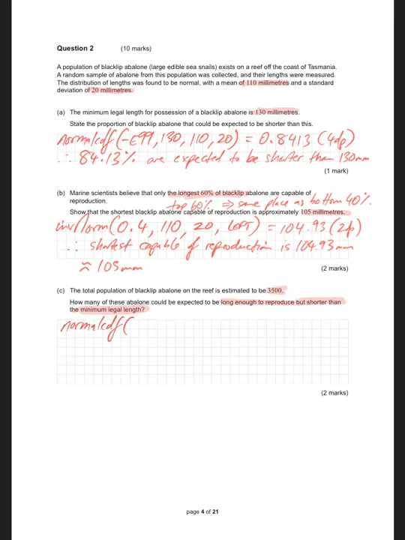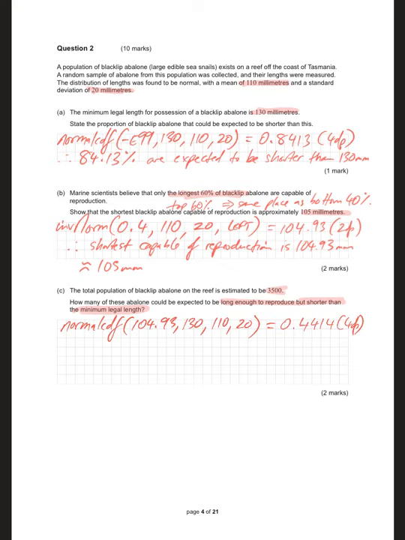So the minimum legal length is 130 and the shortest reproducing is 104. So the lower boundary is 104.93, the upper boundary is 130, the mean is 110, the standard deviation is 20. Second vase, normal CDF, 104.93, 130, 110, 20. The proportion is 0.4414 to 4 decimal places.